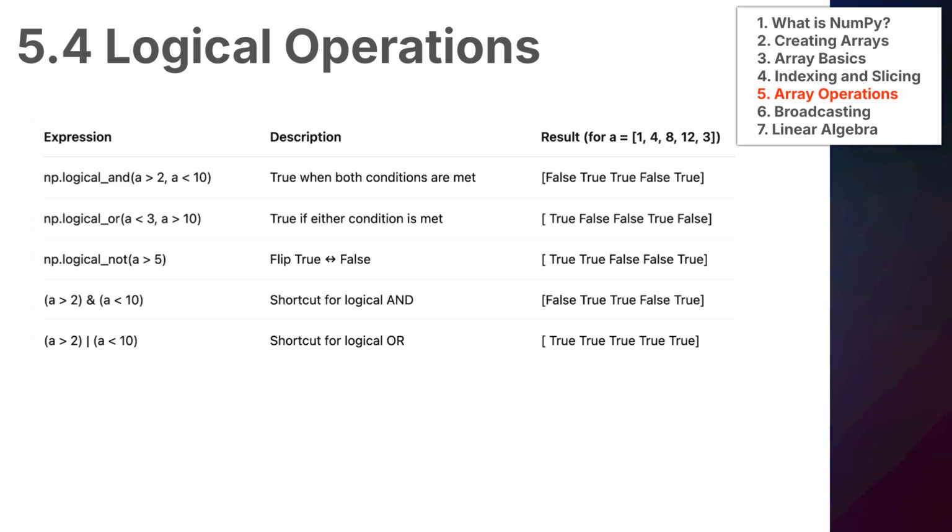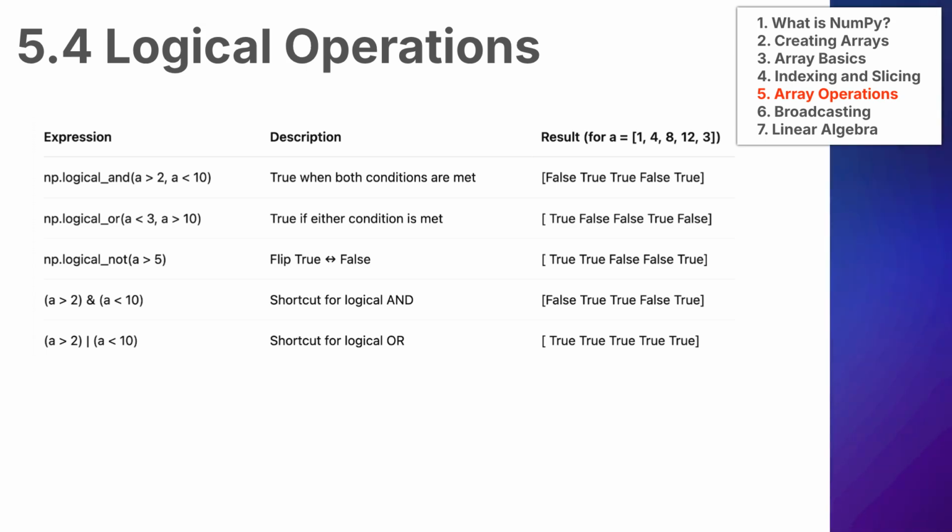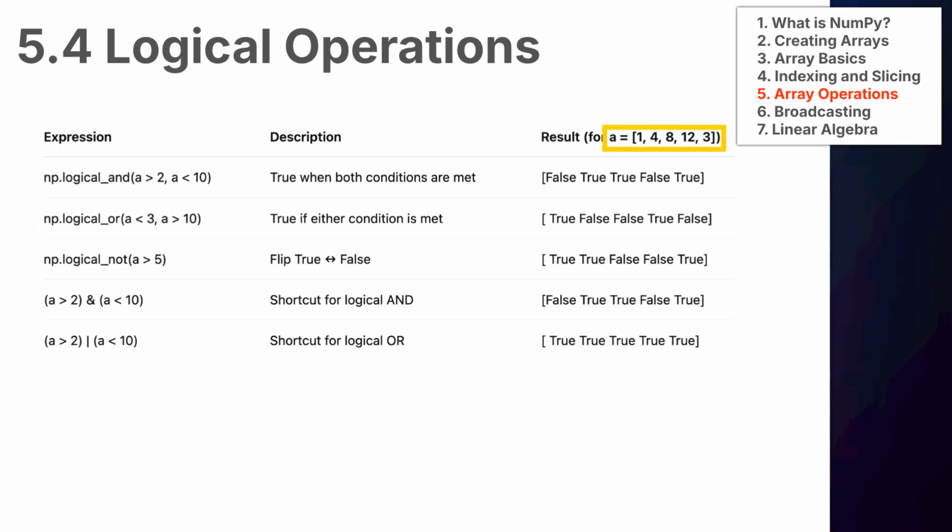Four, logical operations. These operations allow you to combine multiple conditions, use logical and or not, and filter arrays with more control. Let's break it down with examples. First of all, let's say you have a simple NumPy array with 5 numbers, 1, 4, 8, 12, and 3.